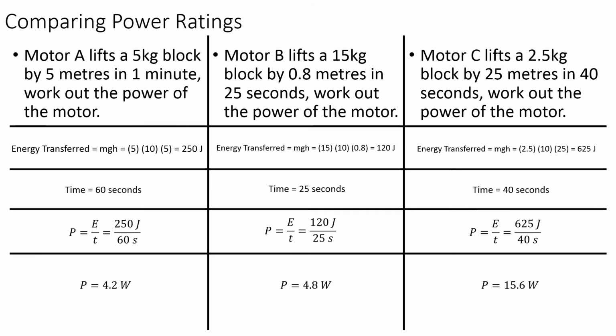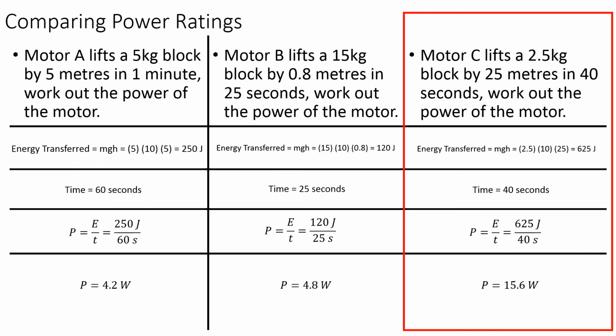Now this is going to give us some varying power ratings. For motor A we get 4.2 watts, for motor B we get 4.8 watts, and for motor C we get 15.6 watts, which by far has the highest power rating. But I would argue that's not completely obvious by the setup of the question. So I think that's just a thought to leave you with on how it's maybe important not to just assume that you know what the question's going to be.